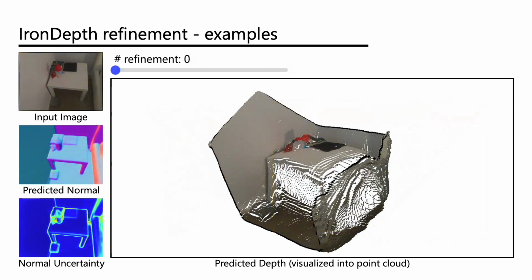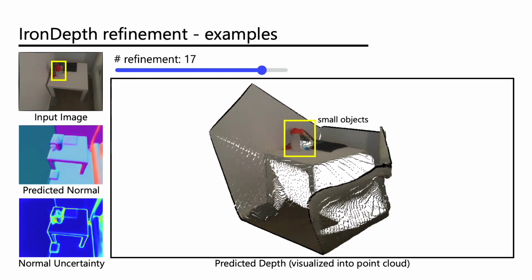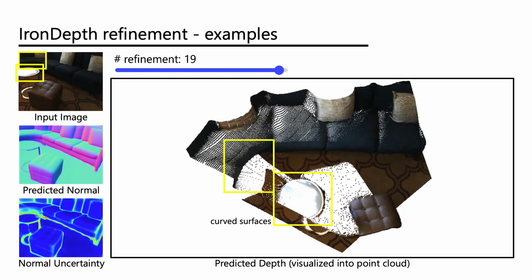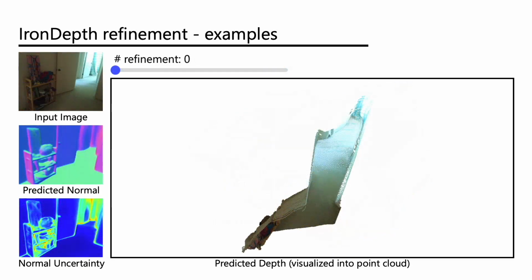IronDepth is not only useful for large planar surfaces. It can recover the shape of small objects and curved surfaces. In this example, the distance to the door is adjusted by flattening the floor.